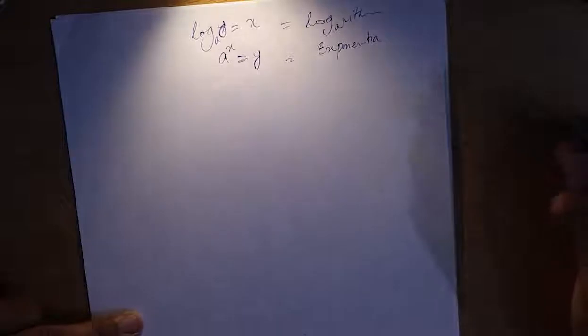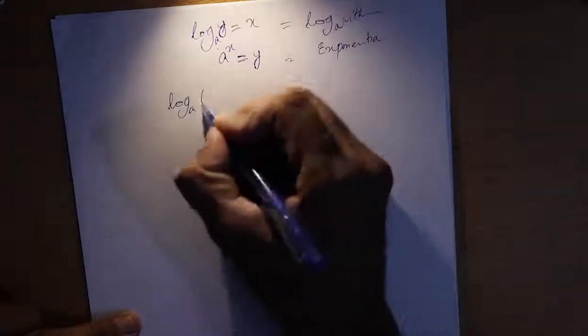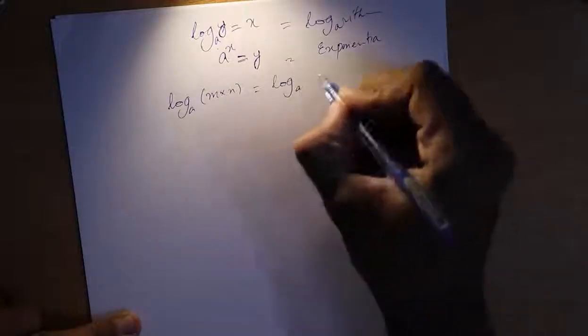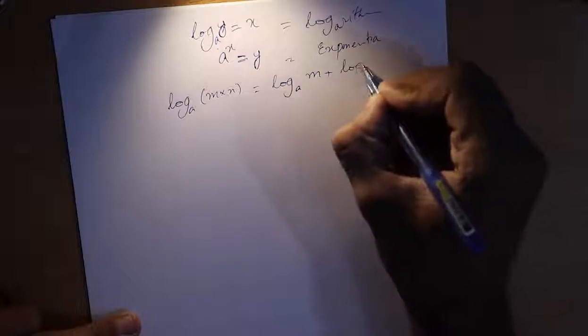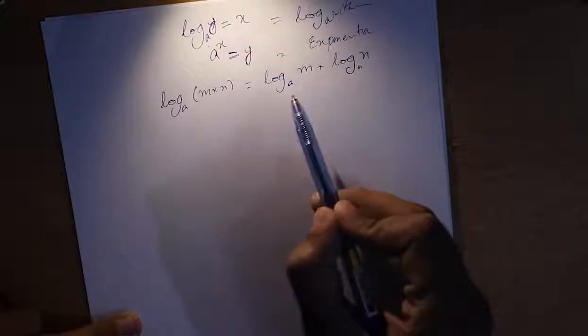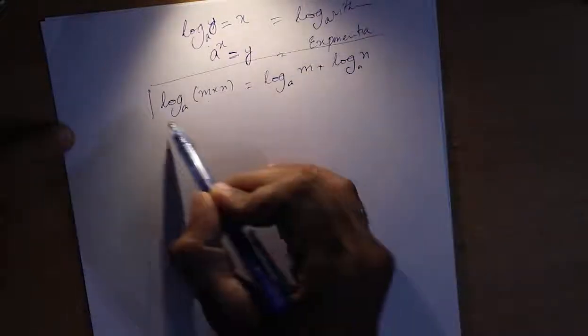Now let's derive a formula which is log a of m into n, which equals log a of m plus log a of n. So this is a basic formula which we call the log of a product, which is the sum of their individual logs. Now we want to derive this formula. So let us start. This is the formula we want to derive.